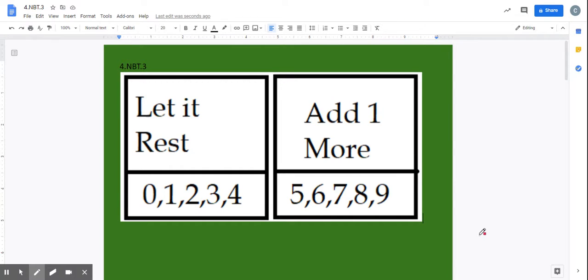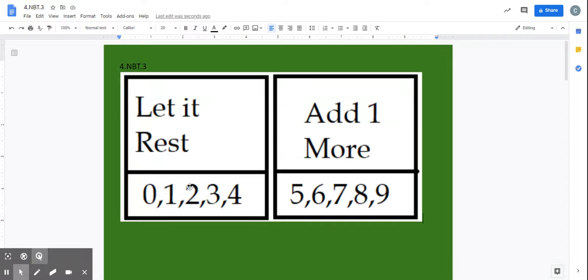Well, when rounding a number in a place, we have to remember two things. 4 or less, that means 4, 3, 2, 1, 0, you let it rest. You leave it alone. If it is 5 or more, 5, 6, 7, 8, 9, you add one more to that identified place.